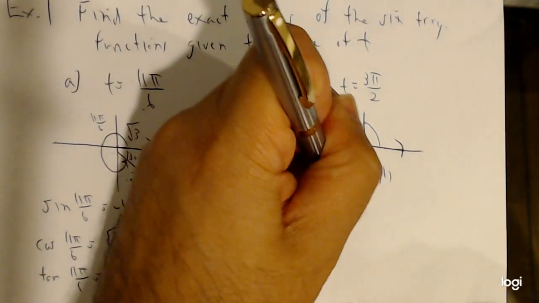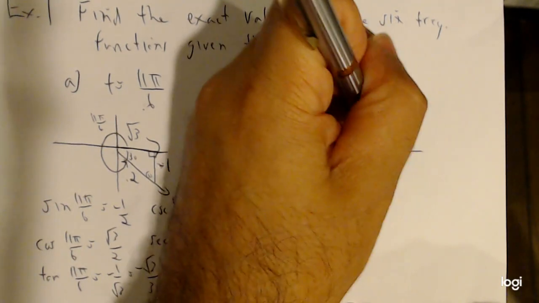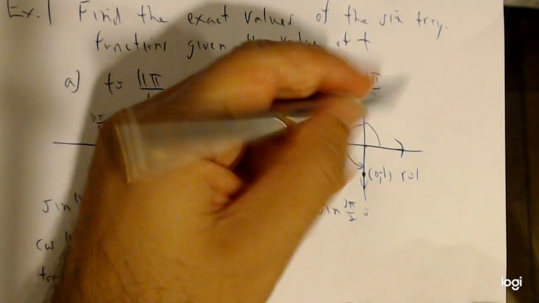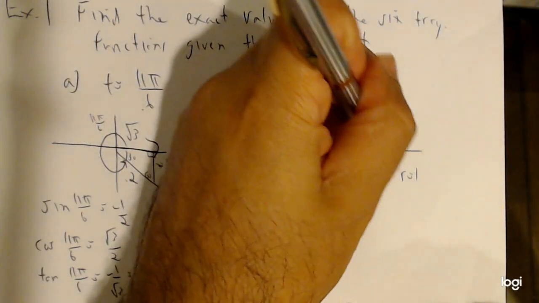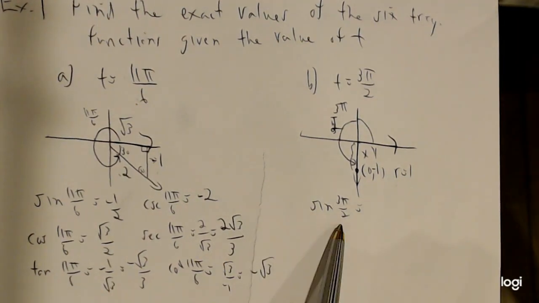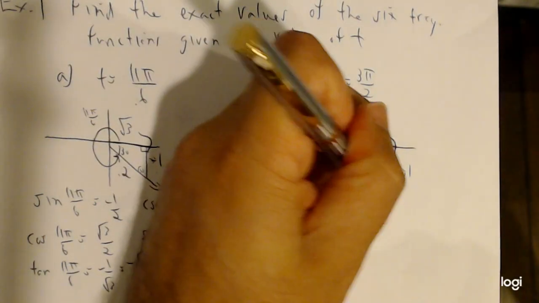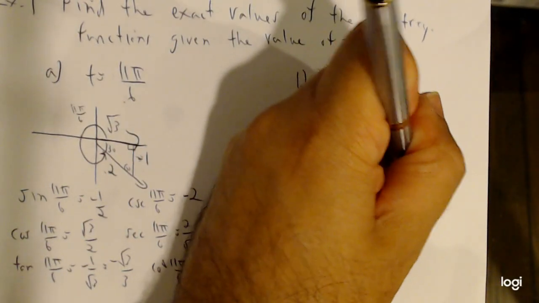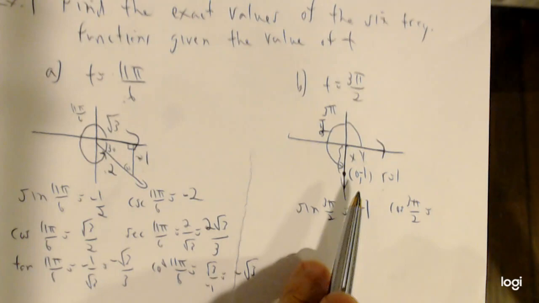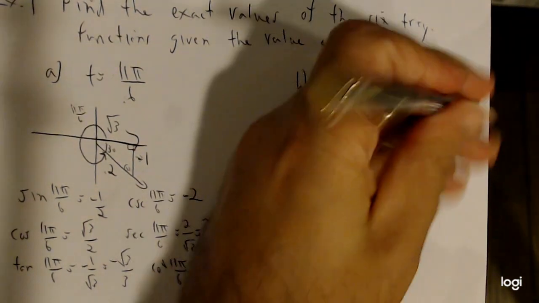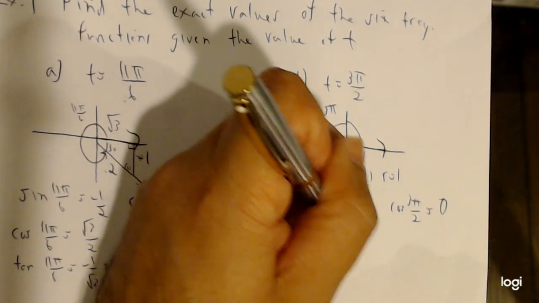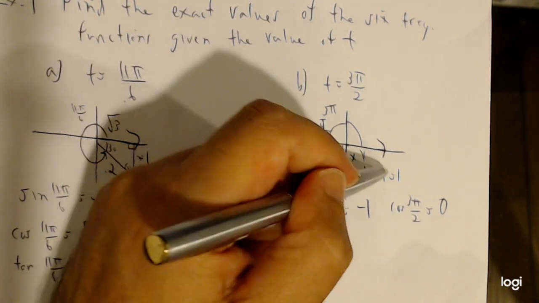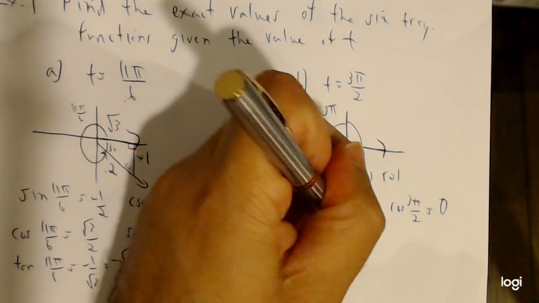So sine of 3 pi over 2 is y. So y is -1. Also r is 1, right? Because remember, that length is 1. So x is 0, y is -1, and r is +1. So sine is y over r, so it's -1. Cosine of 3 pi over 2, that's x over r, so 0 over 1, which is 0. Cosecant of 3 pi over 2 is r over y, which is -1 again.